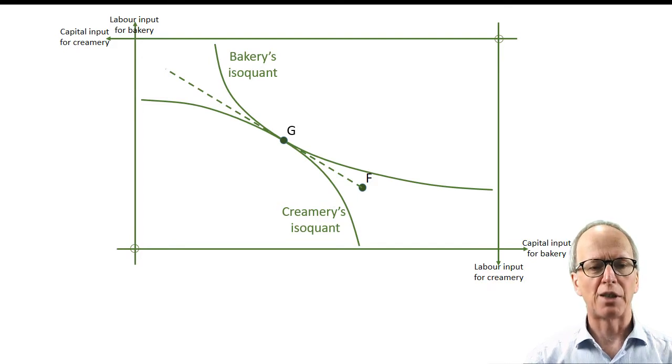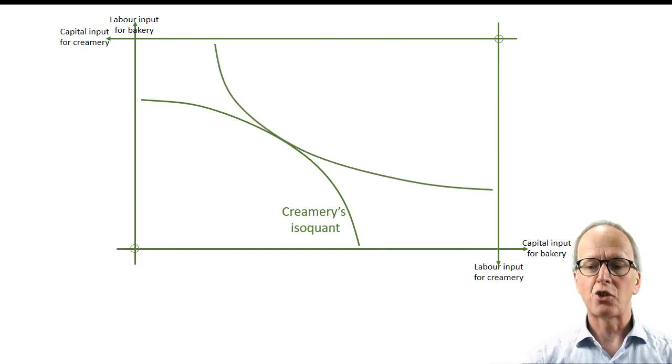The economic interpretation of this should be familiar to you already. Pareto efficiency requires the marginal rate of technical substitution to be the same in all industries and equal to the ratio of factor prices. So familiar ideas will reappear in this new context.